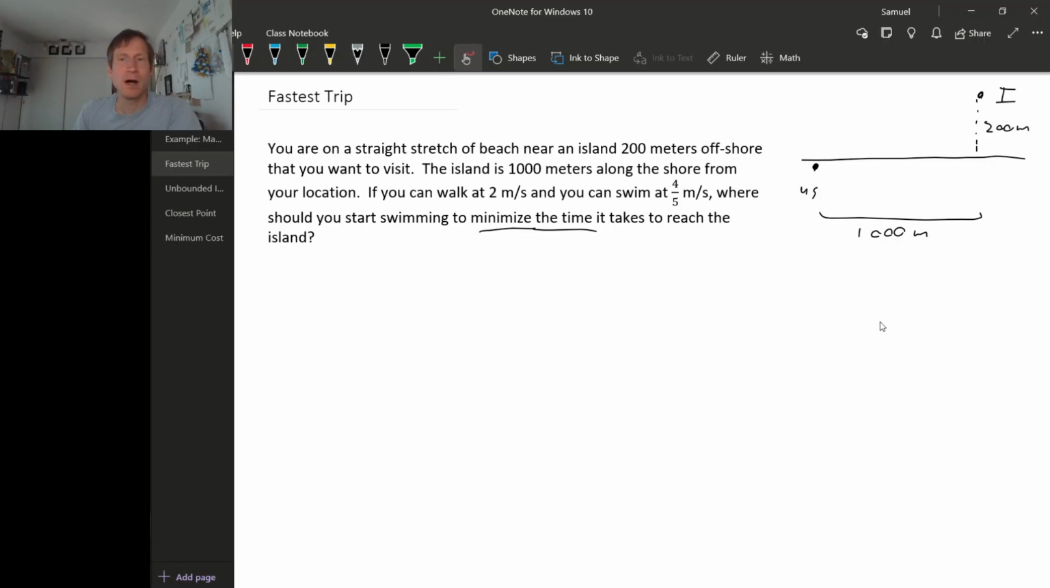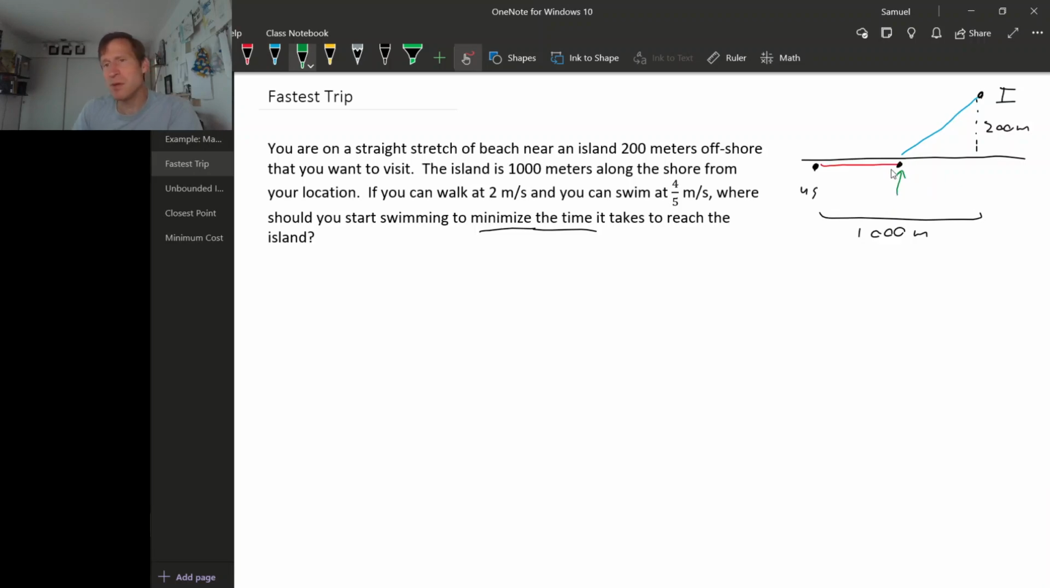Okay. So how do we get out to the island? Well, we're going to walk part of the way, I guess. And then at some point, we're going to have to get into the water and swim the rest of the way. And we might as well swim in a straight line. So to decide on how we're going to get out to the island, what we have to choose is, where is this point where we get in the water? Where is this takeoff point?